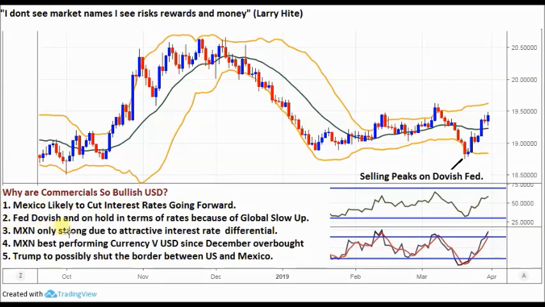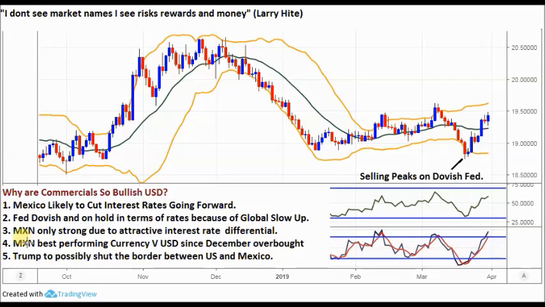Point number two, the Fed were dovish at their last meeting, and they're on hold in terms of interest rate hikes. So they won't be hiking this year. And a lot of people will say, oh, that's really bearish for the USD. We took the exact opposite view. It's bullish. Why? Because they're only holding rates because of the global slowdown. The global economy is slowing. So which currencies get hit hardest in a slowing global economy? It's emerging markets like Mexico, okay?